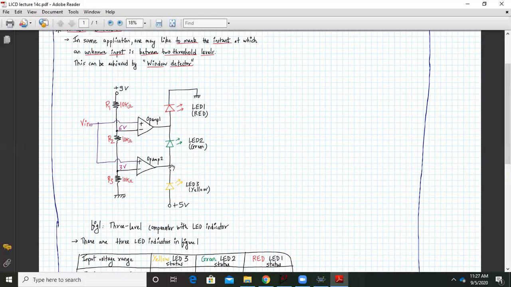Green LED, the anode is 13.5, the cathode is also 13.5. So the green LED will be off. And about the red LED, the anode voltage is 13.5 and the cathode voltage is grounded. So definitely your red LED will be on.